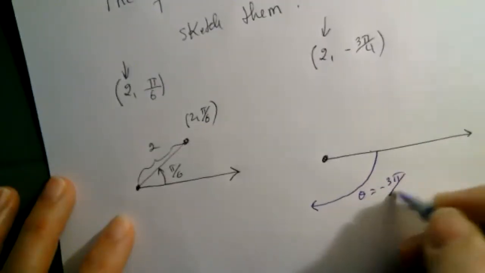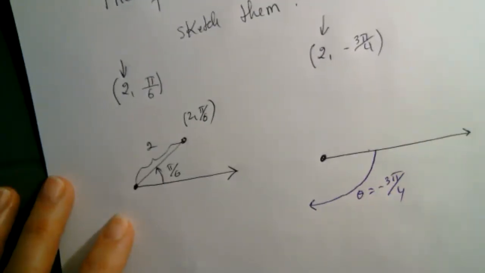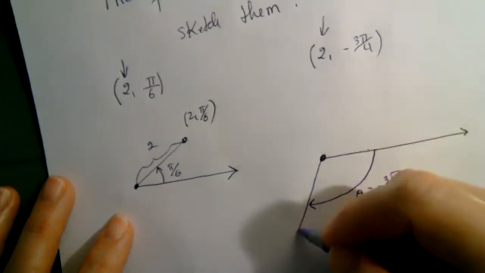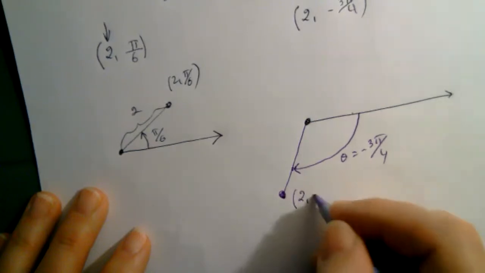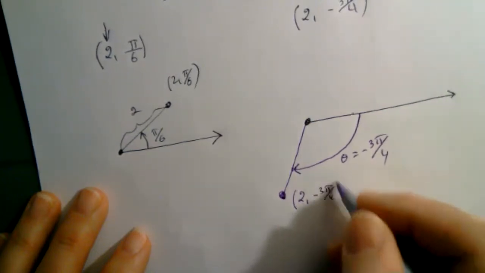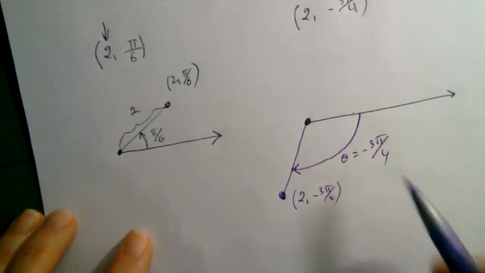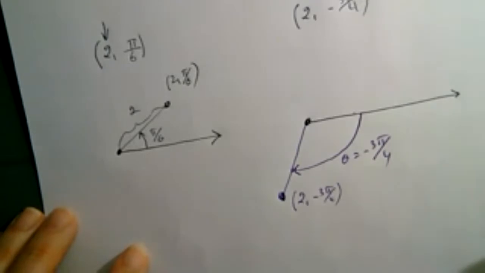Minus 3 pi over 4. And then I need 2 units. That's the r. And so this will be my point. So that's my point, 2, minus 3 pi over 4 in polar coordinates. Minus 3 pi over 4 because I move this way.